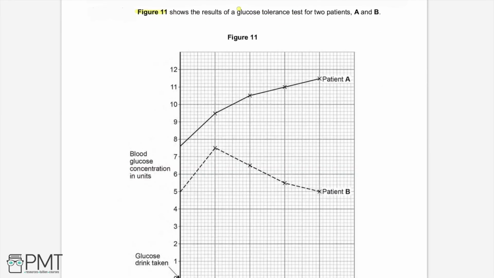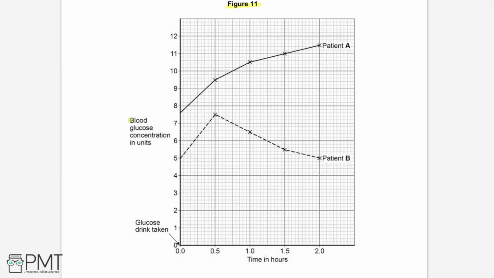Figure 11 shows the results of a glucose tolerance test for two patients, A and B. Let's have a look at figure 11. We can see on the y-axis we have blood glucose concentration in units, and on the x-axis we have the time in hours. At the start, a glucose drink is taken at 0 hours, and we have the response of two different patients to this drink. Patient B shows an increase and a dip, whereas patient A shows a constant increase throughout the time, as well as having a greater level of glucose throughout.